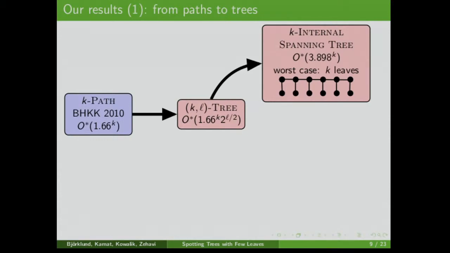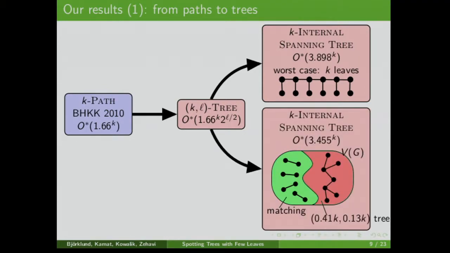As I told you, immediately we get an algorithm for k-internal spanning tree. This already is something interesting, because all of this works in polynomial space. Before there was not such a fast algorithm in polynomial space, but by some cute trick you can apply this routine even smarter. You get this nasty time when in your solution you have a lot of leaves. When you are looking for an internal spanning tree with k internal vertices, and in your solution you also have k leaves, then you have this time. If you have much fewer leaves, then you can stop this loop earlier and you run faster. So this is the worst case.